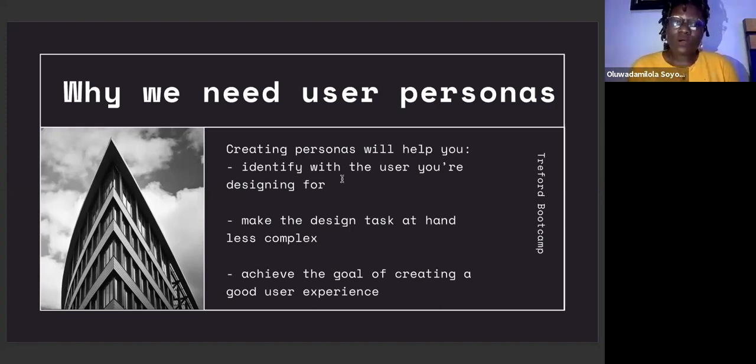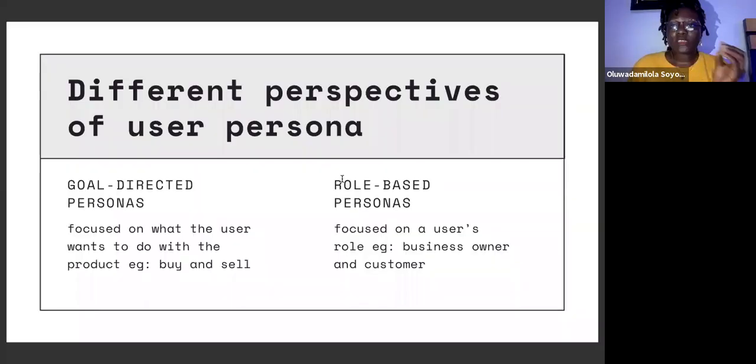All right. So there are different perspectives of user personas. Sometimes you can look at it from the goal-directed personas, right? These ones are focused on what the user wants to do with your product. They don't want to buy and sell, they don't want to share money and all of that. What are they coming to do on your product?